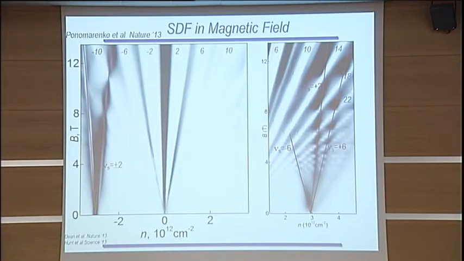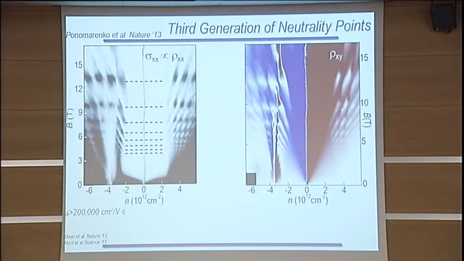Now I won't talk too much about this. Just to say that the exciting story comes if you plot RXY, and what is important here is that if you sit at this point and you start with electrons here, and then you change the magnetic field.